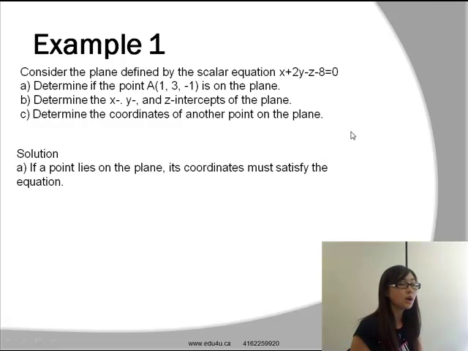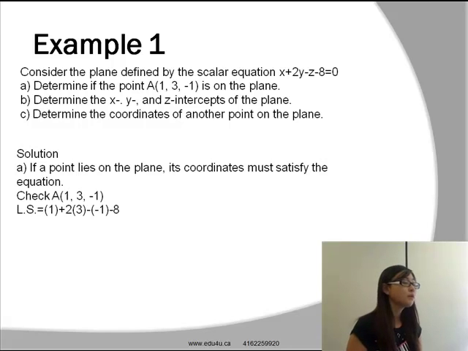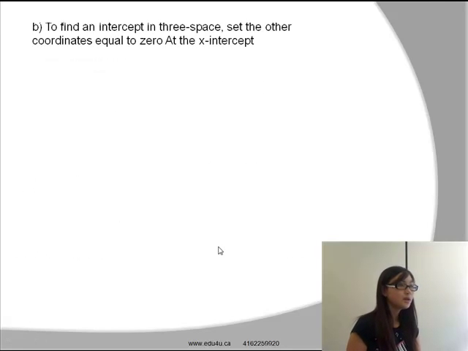Let's take a look at question A. To test if a point is on the plane, its coordinates must satisfy the equation. What we have to do is check the left side and the right side and see if they're equal. For the left side, we have x plus 2y minus z minus 8. x equals 1, y equals 3, and z equals -1. When we plug those into the equation, we get left side equals 0, which is equal to the right side. Therefore, point A is on the plane.